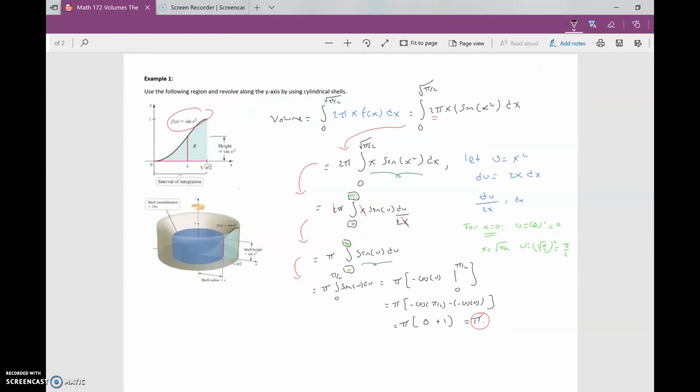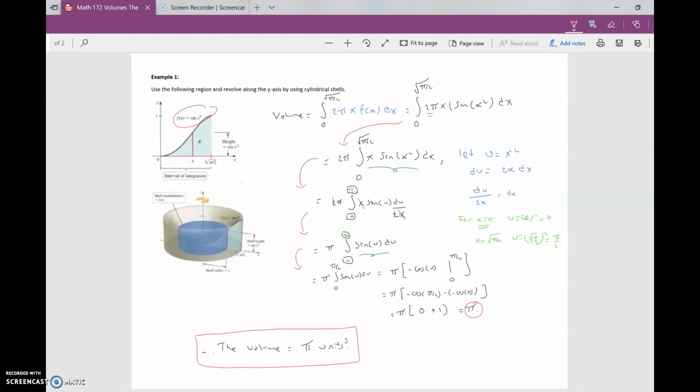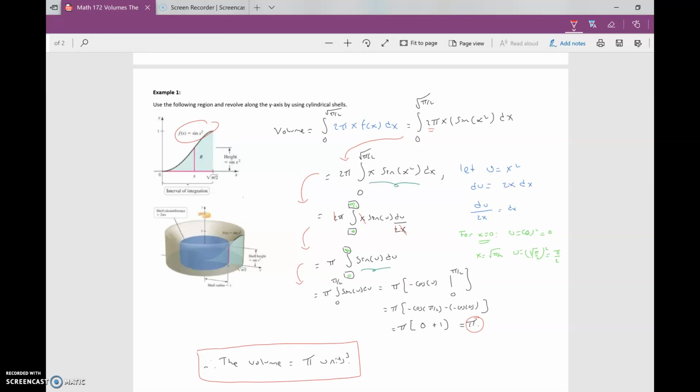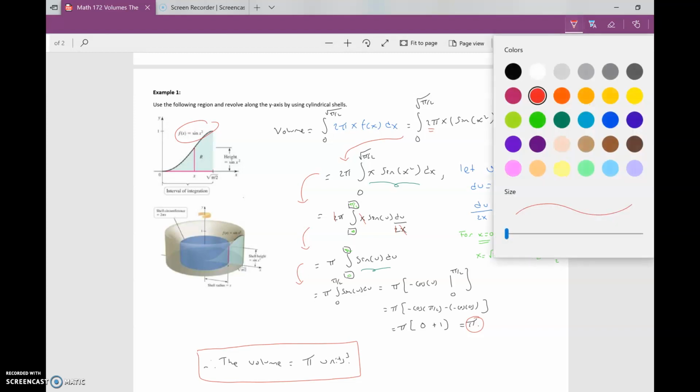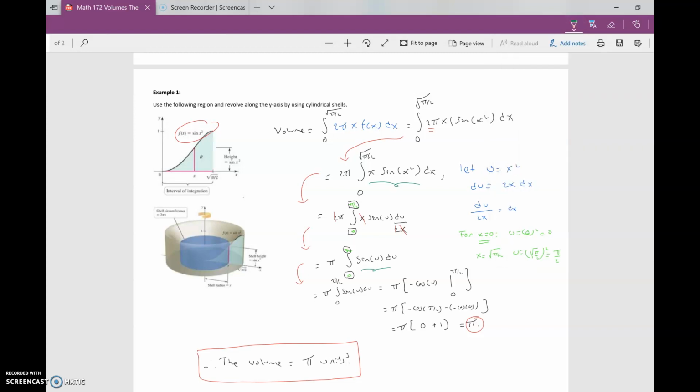And for this one, the actual volume is going to be equal to, technically, pi units to the third power. That's the volume that we're obtaining by revolving along the y-axis on this particular function, which is the sine of x squared, and we're only using the actual values from 0 to the square root of pi over 2.